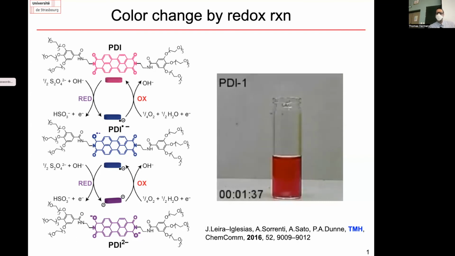So I'm going to play this movie. So just look at the movie. We're going to add the reductant, dithionite, it goes to purple, right? So we have this deep purple color. It's open to air, so oxygen is coming in. Oxygen is an oxidant, right? It oxidizes the molecule to the radical anion, which is blue. And then it oxidizes further back to the neutral state, which is again pink. So this molecule changes color with redox state, which is nice.